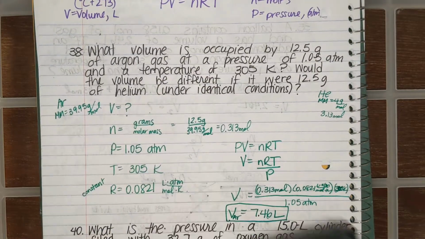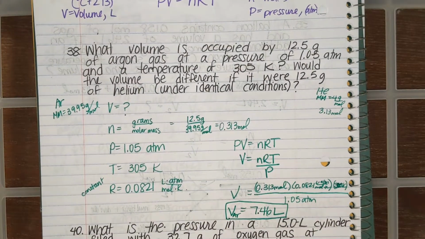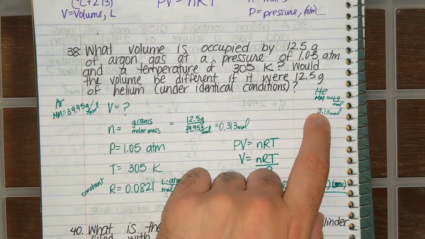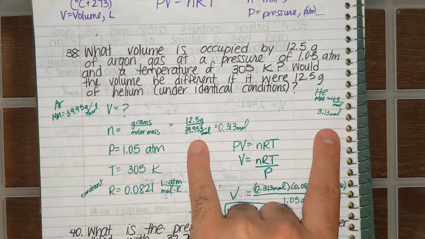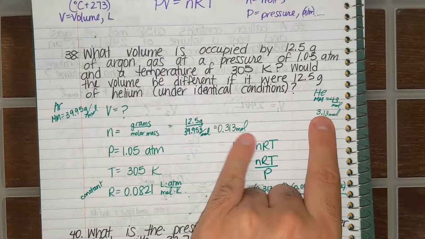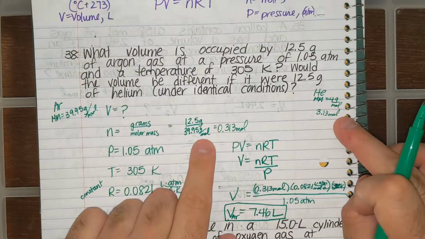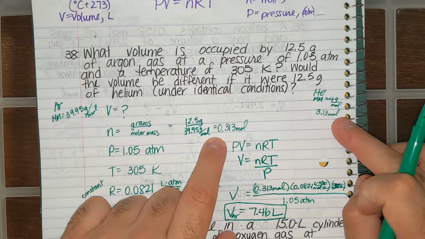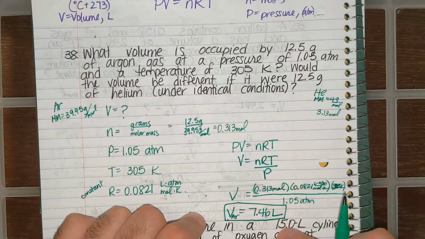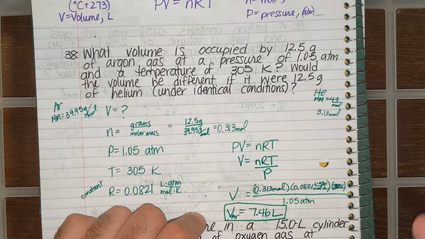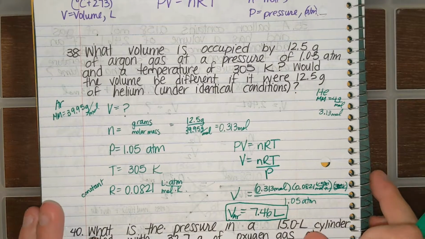Now, the question asked, would the volume be different if it were 12.5 grams of helium? You could prove this by calculating it by putting in the value of 3.13 here for moles. The moles are going to be different. If I have the same mass of two substances, I'm going to have a different number of particles. We learned that in Unit 1. Clearly, I could see that I have 10 times the amount of moles of helium. And if I go and calculate, the volume of helium would be 10 times greater. So you should get a volume of about 74.6 liters if I calculate it with helium.